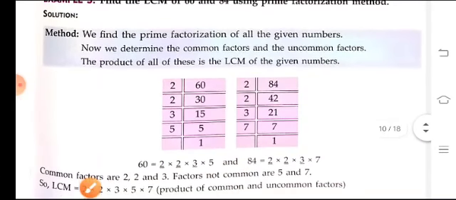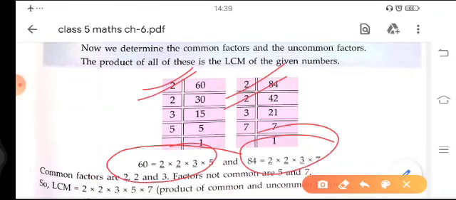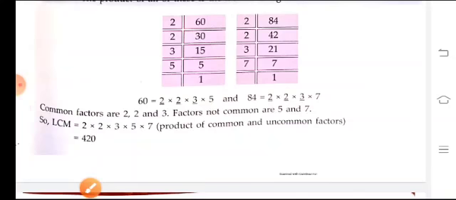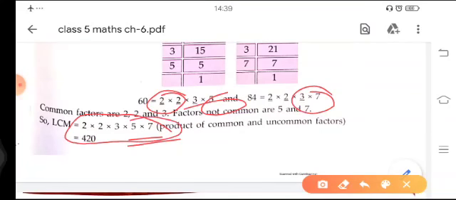In this method we will find the factors of the numbers separately. Then we will write the factors in this manner in a sequence, and then a very important step: we will write the common factors as well as the factors which are not common. After writing all of them, we will multiply and find the product, and that product will be the LCM of these numbers.